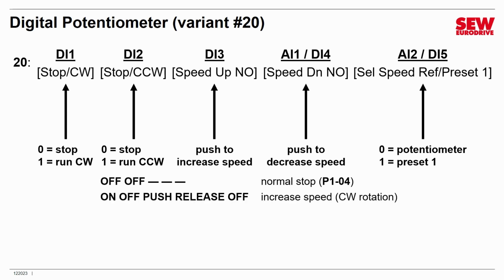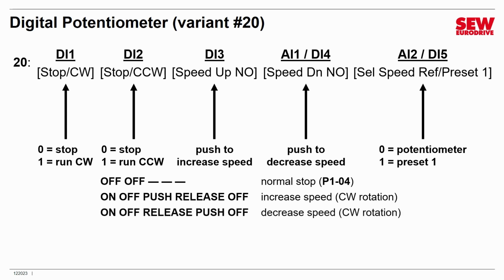Now, if digital input 1 is on, that selects clockwise rotation. Digital input 2 must be off. Digital input 5 is off, that selects the digital potentiometer. And if you press the button connected to digital input 3, that will increase the speed and it will rotate clockwise.